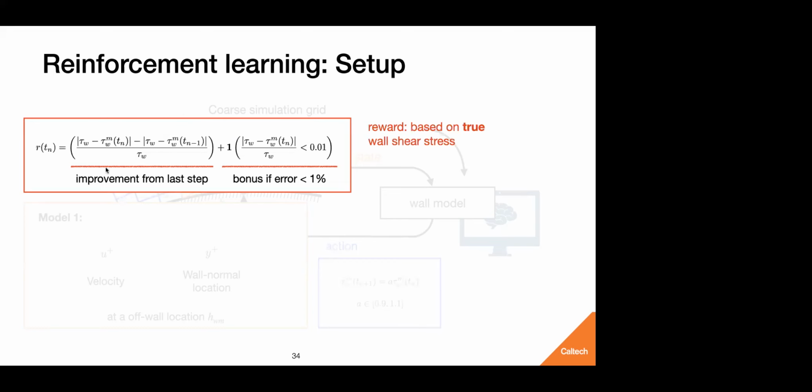For the reward, we have this very long equation, but eventually you can break it down into two parts and interpret each of them.